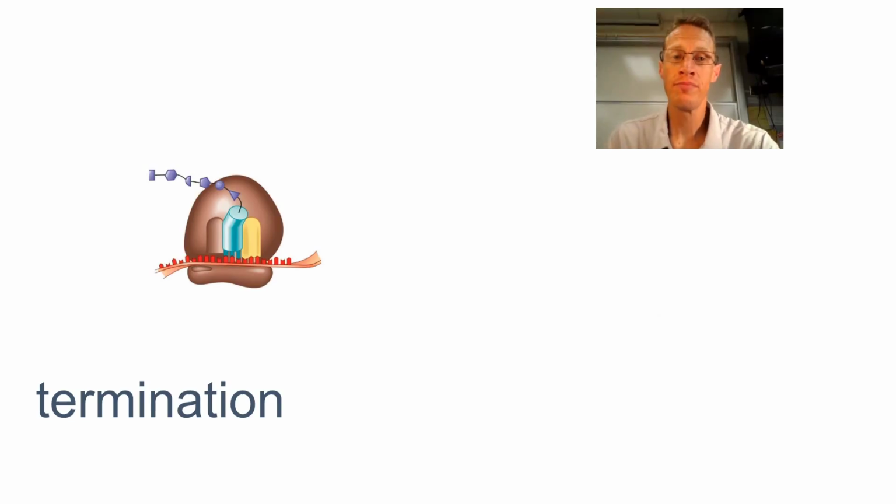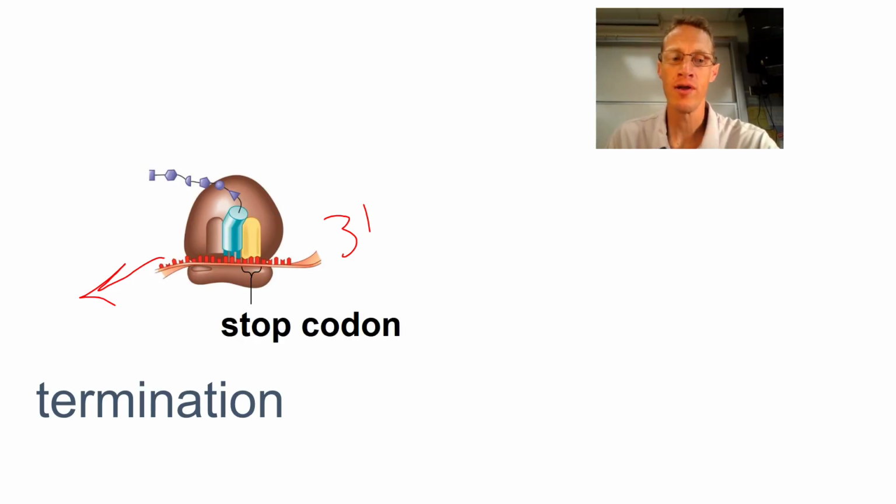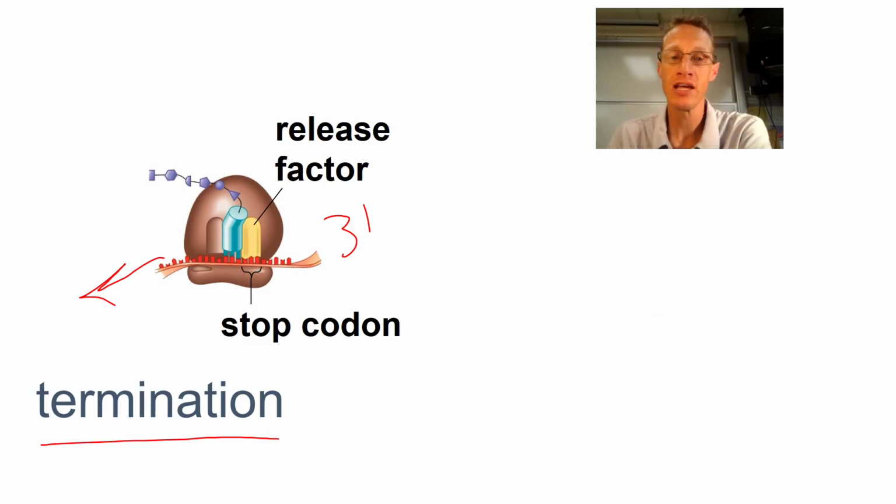So that cycle repeats, elongating the polypeptide chain, and the messenger RNA continually shifts to the left until a sequence near the 3' end comes into the ribosome. That sequence is called a stop codon. And what binds to the stop codon is not a tRNA, but rather a release factor, a molecule that looks like a tRNA. But the release factor begins the process of termination.